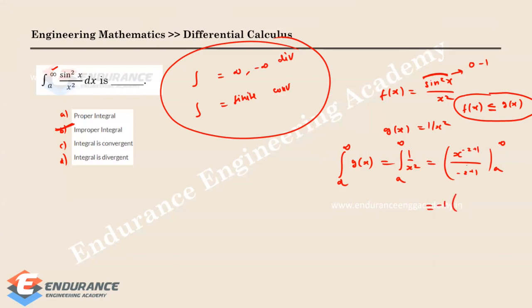So upper limit and lower limit, this is x, this is 1 by x, right? So 1 by infinity minus 1 by a. 1 by infinity is obviously 0. And already I have a minus 1. So minus 1 into minus 1 by a will be 1 by a, which is a positive answer, right? But anyways, positive or negative doesn't matter. But what I was able to conclude from this is that g of x is convergent. Okay, g of x is convergent.